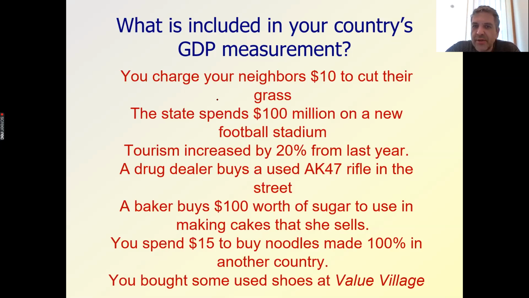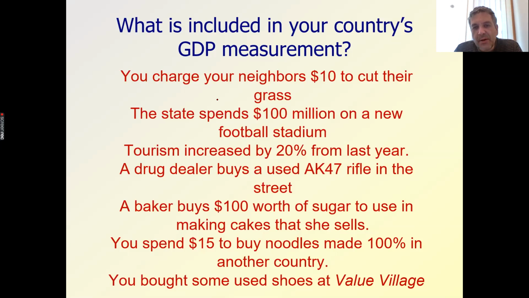First one, you charge your neighbors $10 to cut their grass. Well, if you are doing it just by word and you're not really issuing any receipt, and it's not something that you have a business about, it's just doing it randomly, it is a part of the illegal economy or the informal economy, okay? So it's not included in the GDP.